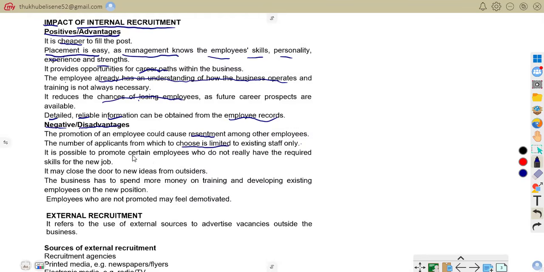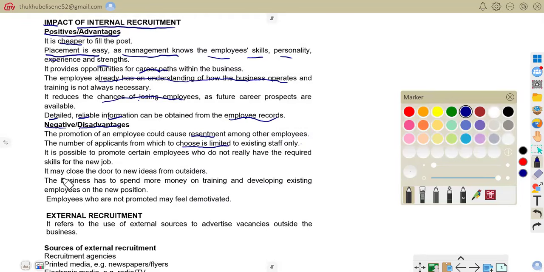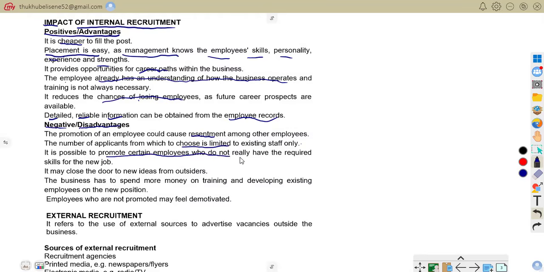It is possible to promote certain employees who do not really have the required skill for the new job. So you may find yourself with unqualified promotions. Some staff may not be ready for higher roles. Example, a receptionist promoted to HR officer without HR skills. You see what that is.